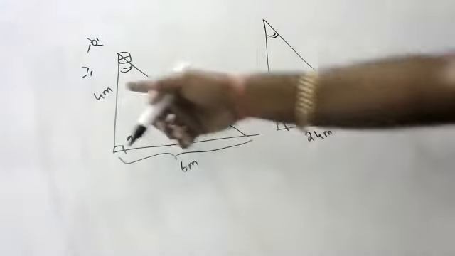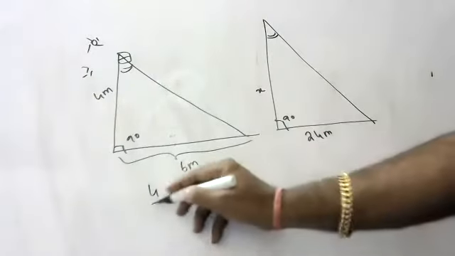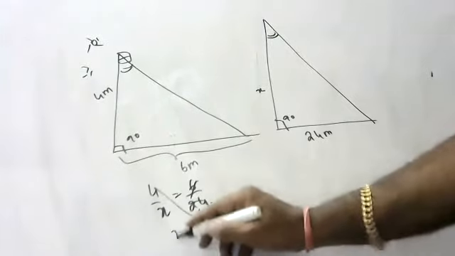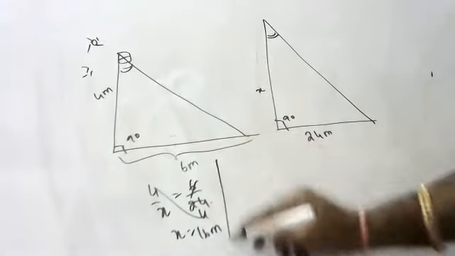So by CPCT, we can write 4 by X is equal to 6 by 24. 6 by 24 is 1 by 4. So 16 meters is the height of the building.